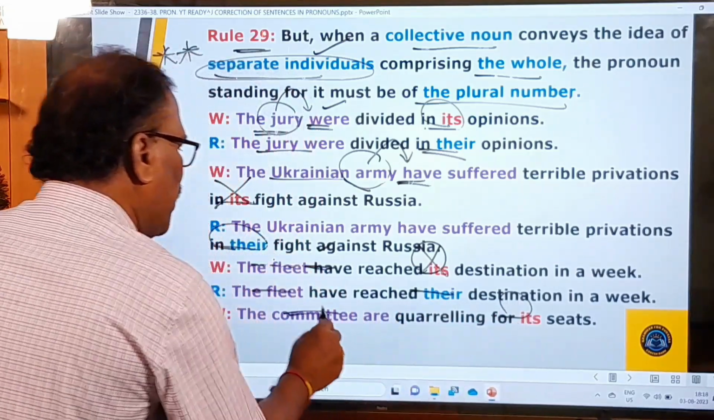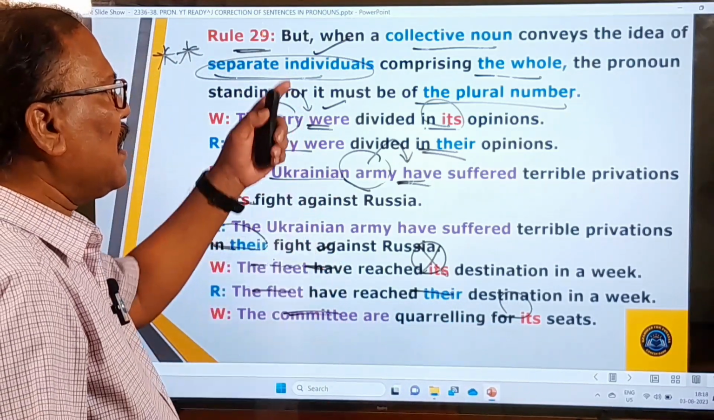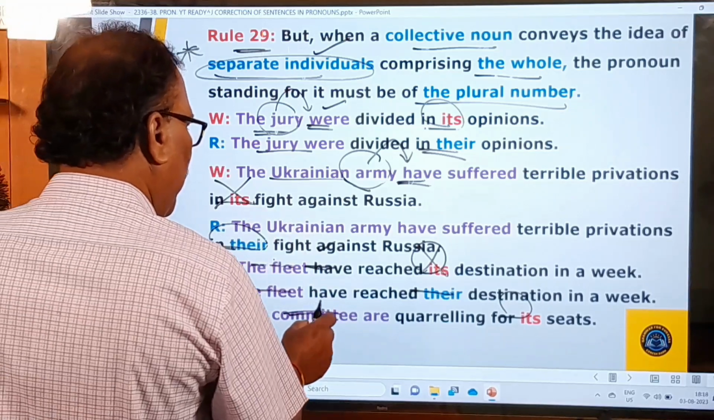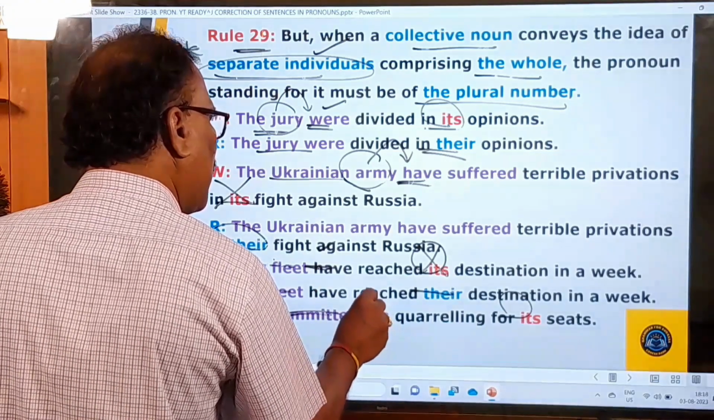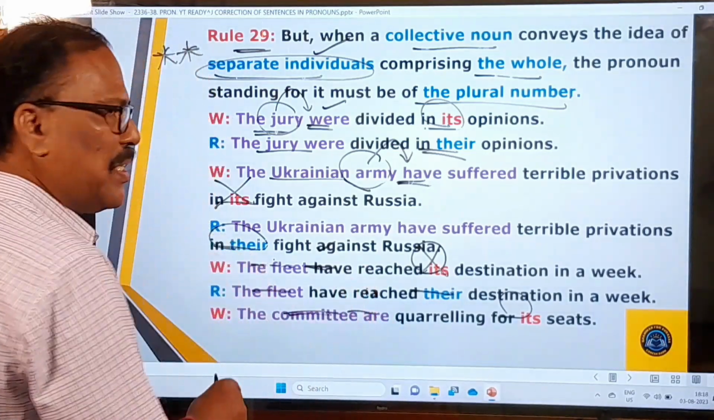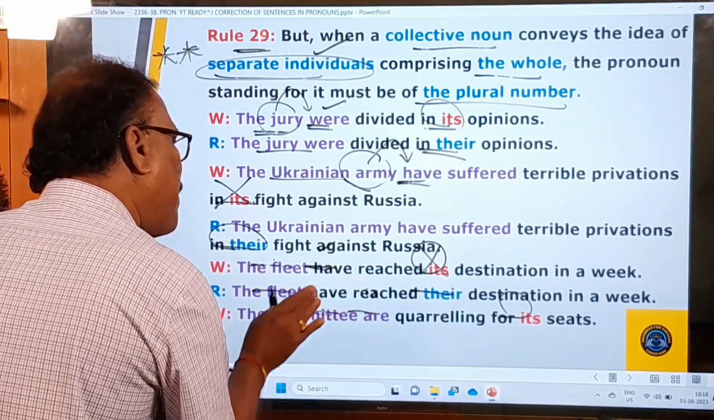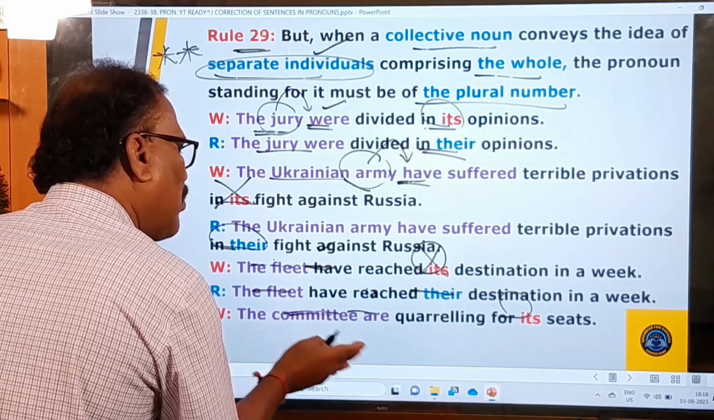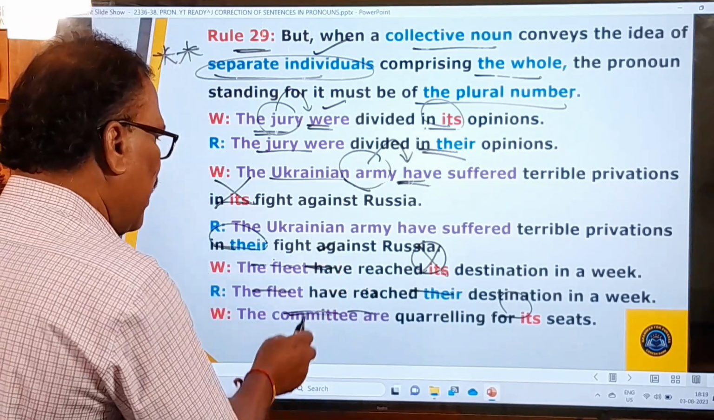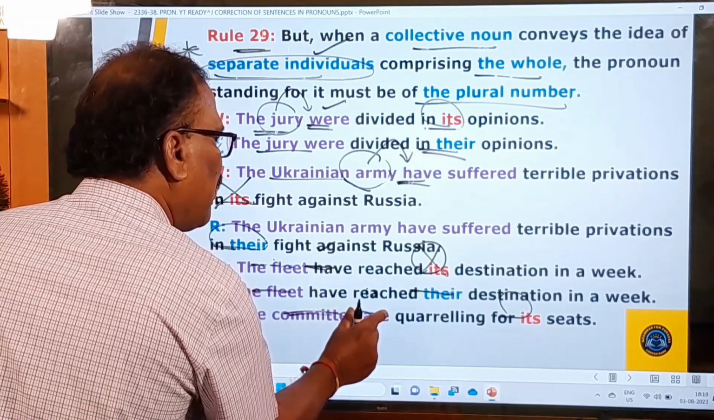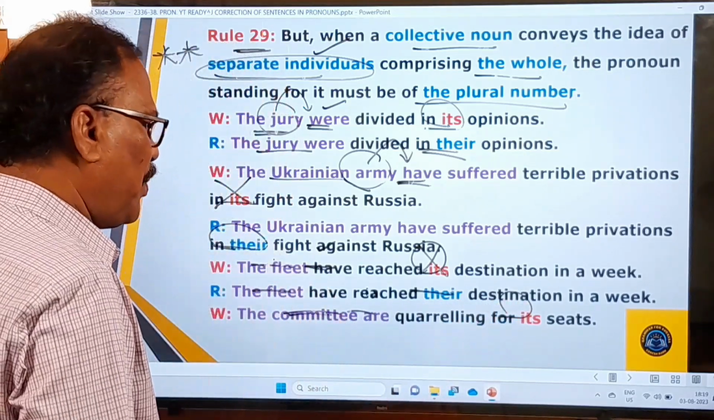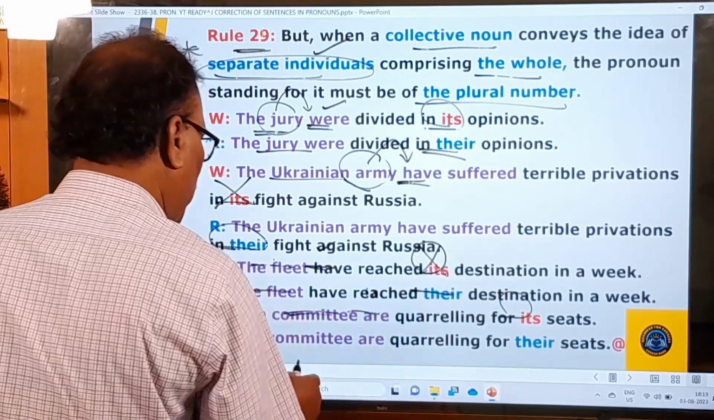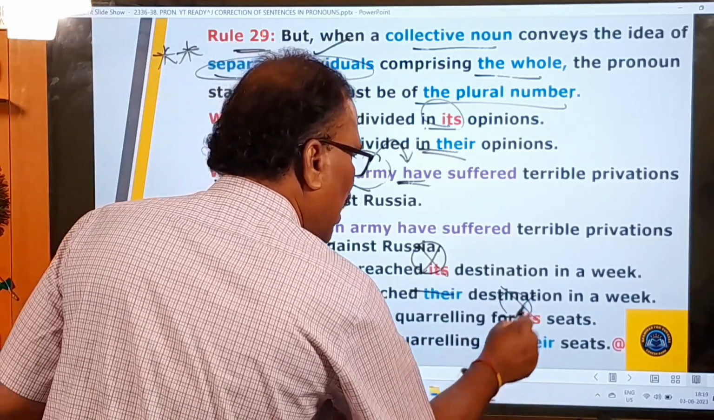So committee is a collective noun, singular. But here, if it is a singular one, when it is singular, there must be is. Okay, the committee is, you should say. But when you are thinking of the members of the committee, not as a committee as a whole, then it becomes plural, and automatically you have to use the plural verb, and here a plural pronoun must be used, but here a singular one is used, and that's why this is wrong and this is right.